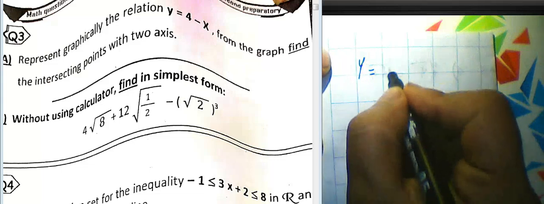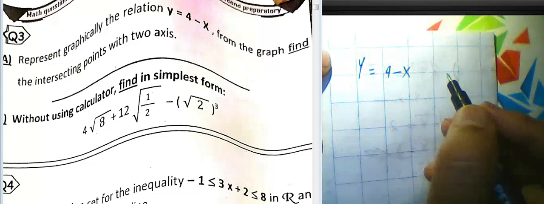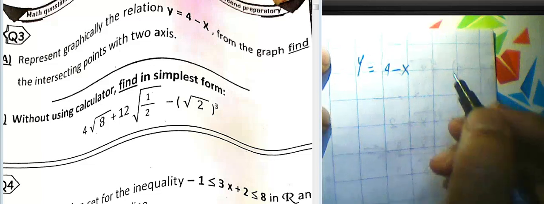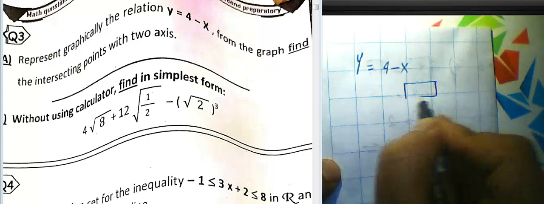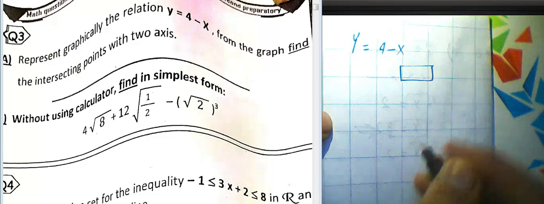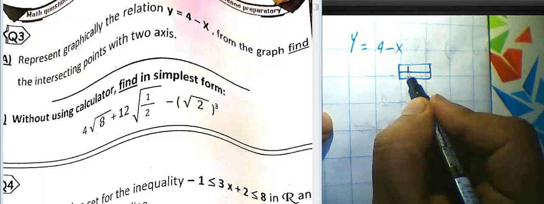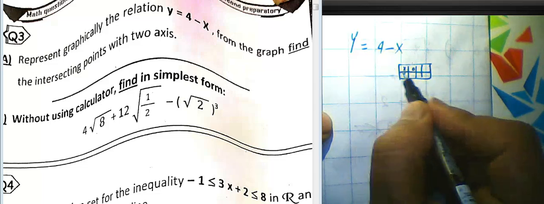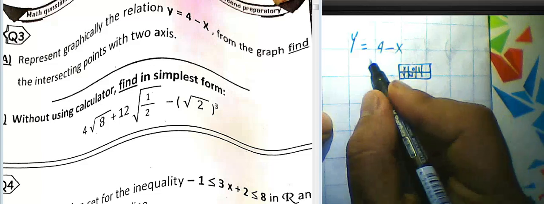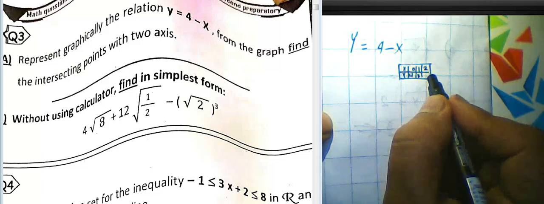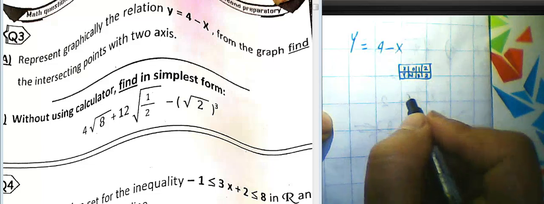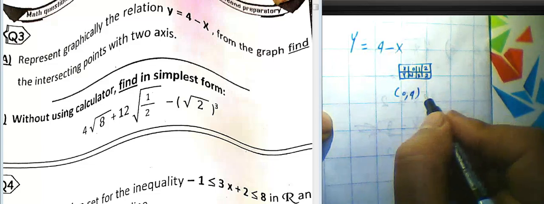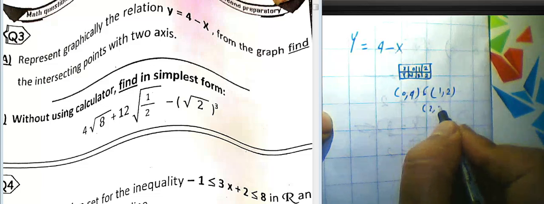Question 3, letter A: represent graphically the relation y equals 4 minus x. From the graph, find the intersection points with the two axes. We can draw this by making a table right here, x and y. Put x equal 0, then y equals 4. Put x equal 1, then y equals 3. Put x equal 2, then y equals 2. So we have the points (0, 4), (1, 3), (2, 2).